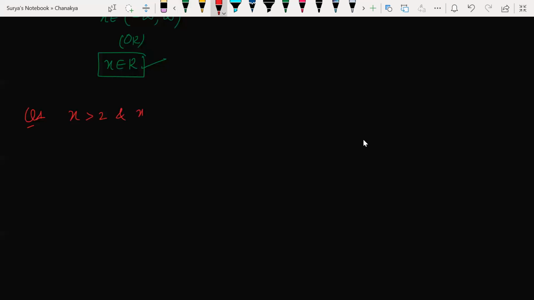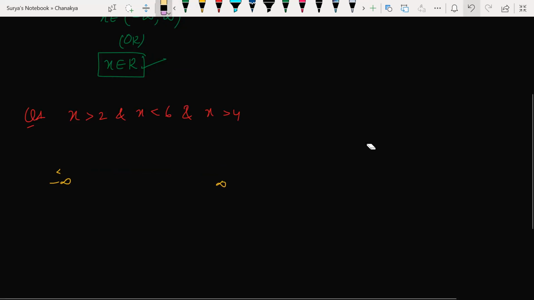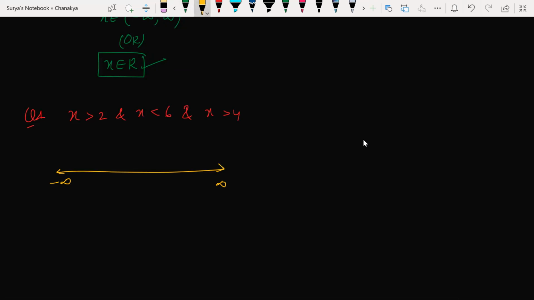X greater than 2 and X less than 6 and X greater than 4. So how do I do this? Make it fast. Everyone solve this question. Let's see who is going to give the first answer.